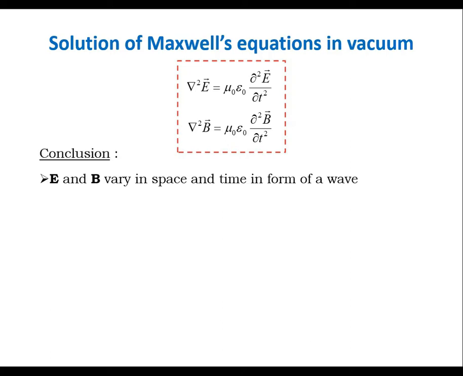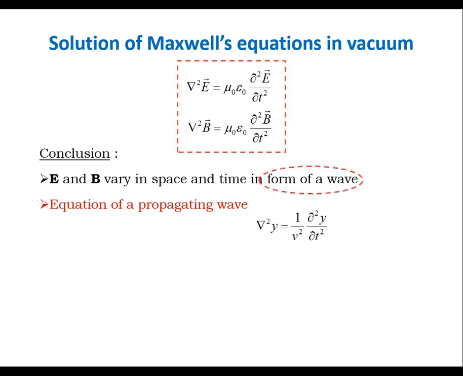Firstly, in free space, electric field and magnetic field induction vary in the form of waves. How? Equations with double derivative terms with respect to time and with respect to space represent a wave. A general form of equation representing variation of a variable y in space and time as a wave is this. Here, v is the velocity of the wave.